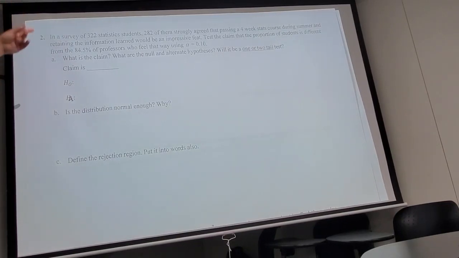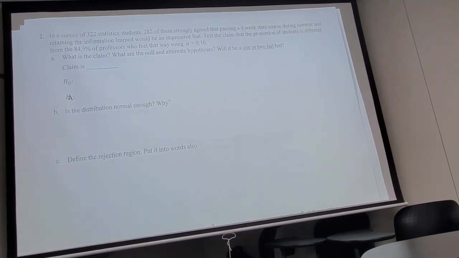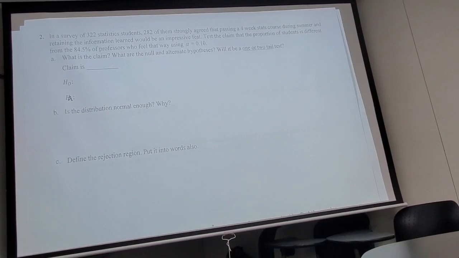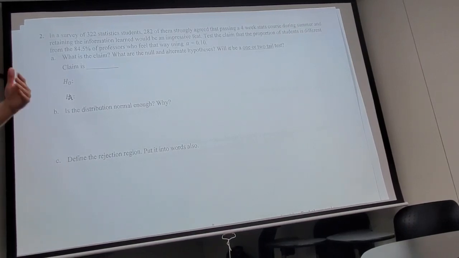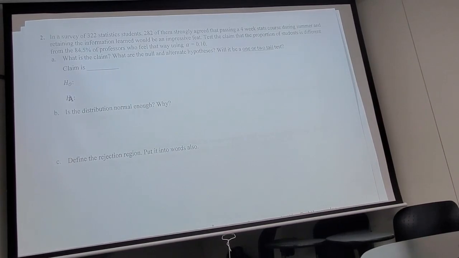In English, what's the claim being made? Just fully English. What's the claim being made? That 282 students agree that passing a 4-week stats course during summer is impressive. Well, that's not a claim. That's what we saw from the survey, right? So it's not a claim. The claim is being made about something we don't know. That we know. I talked to 322 students, and I know that 282 of them said that. It's a known thing. What's the claim that's being made?